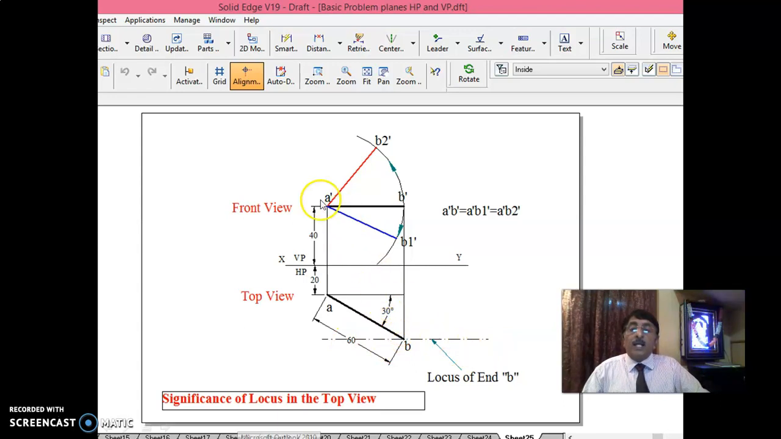See here, now A dash B dash is the front view, AB is the top view. Now what I am doing is inclining this line 30 degrees, the inclination to VP. This 30 degrees to VP I will not change. Keeping 30 degrees to VP, I'll rotate the line with respect to HP. I go on changing. See here, now it is parallel to HP, no? It is parallel to HP.